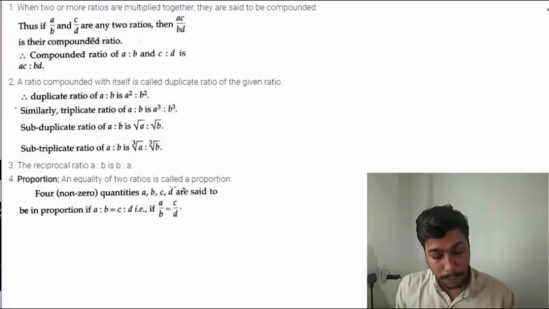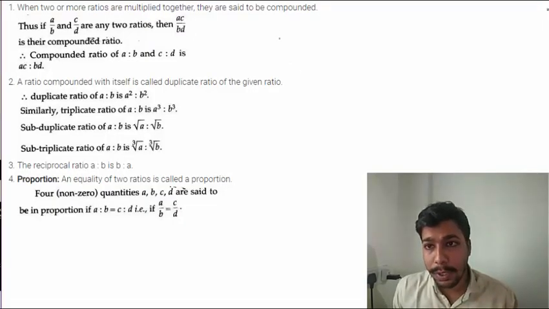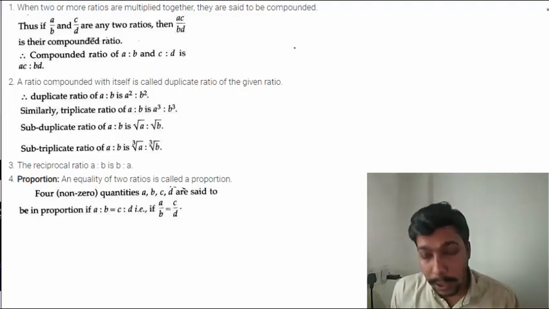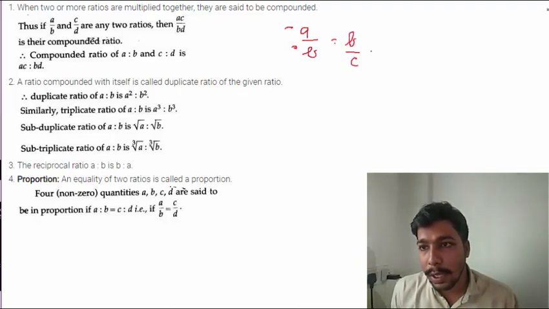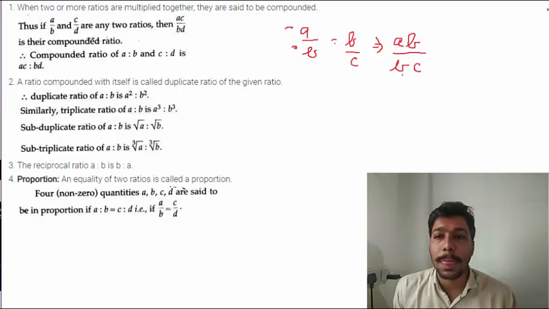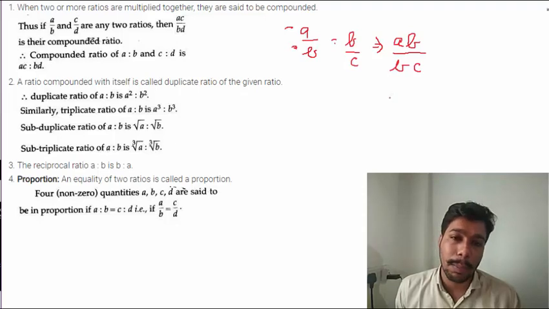Now coming to the compounded ratios. So compounded ratios are what? Compounded ratios are like if you have a ratio that is A by B or B by C, and you have to calculate compounded ratio. So you will do what? A multiplied with B and B multiplied with C. So you will get compounded ratio as AB by BC.